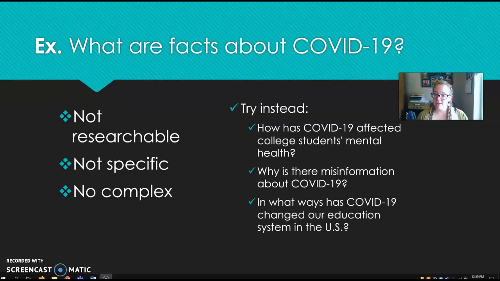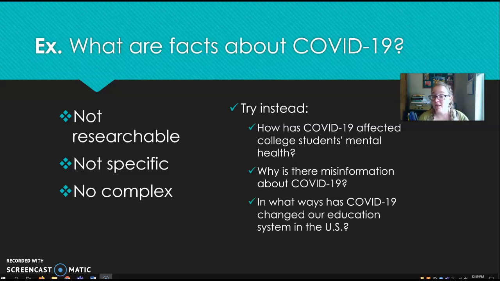So here's another example. If I decided I wanted to study COVID-19, and my research question is, what are facts about COVID-19? The problem with this is that it's not researchable. It's not specific, in that, what aspect of COVID-19 are you interested in? And it's not very complex. It would just encourage you to find a list of other information.